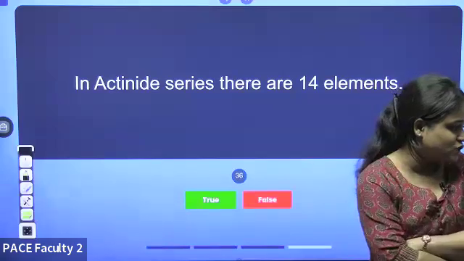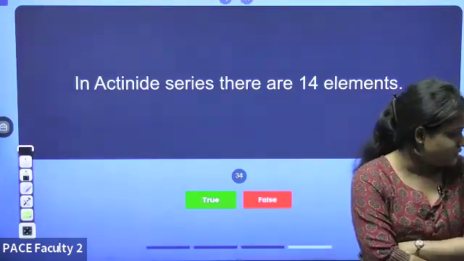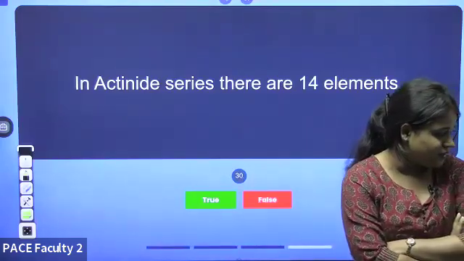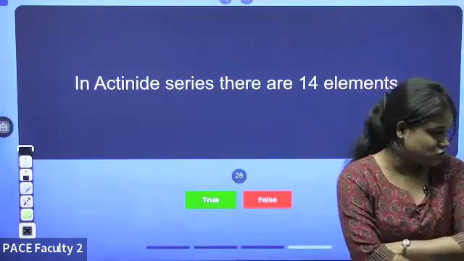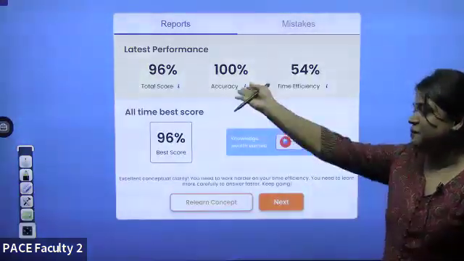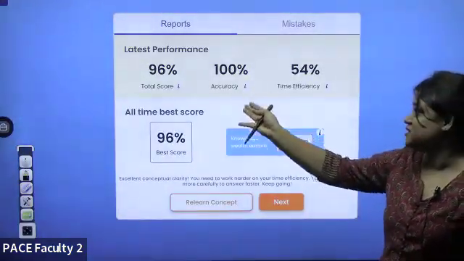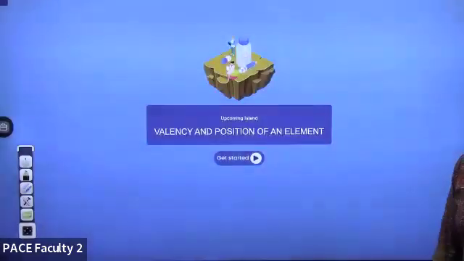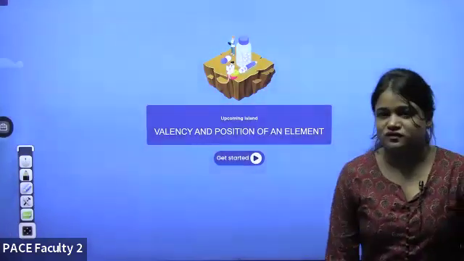Ambasa is also saying true. Okay. Telangana is also saying true. ठीक है. Lahunipara, where are you? Dumka says true. I'm going with true only. Absolutely correct. क्या बात है? 100% accuracy. Very good. Excellent. Next. Valency and the position of elements.